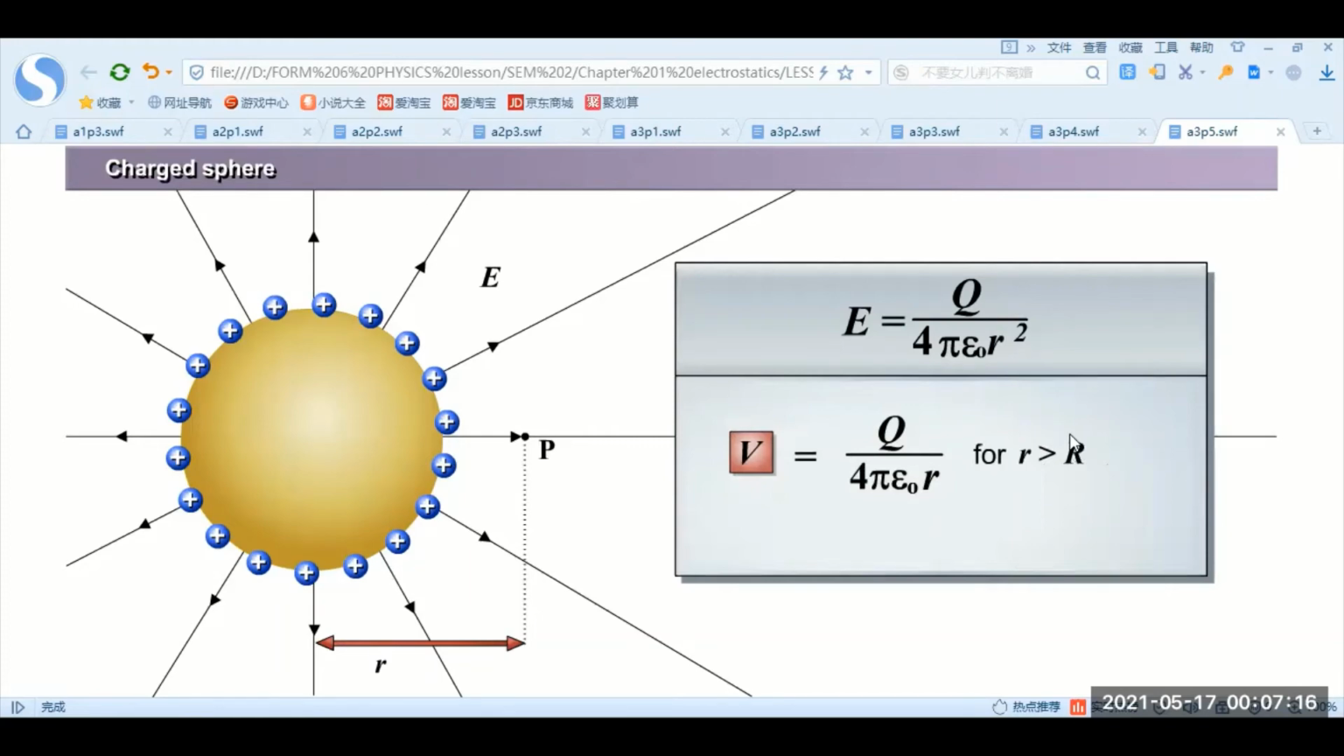Okay, where r is equal to r. What is the capital R? Capital R means the radius of the sphere. Okay. Now, next slide.